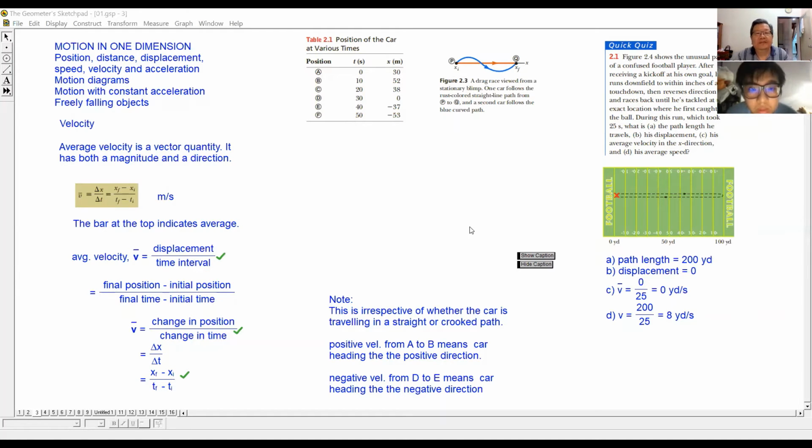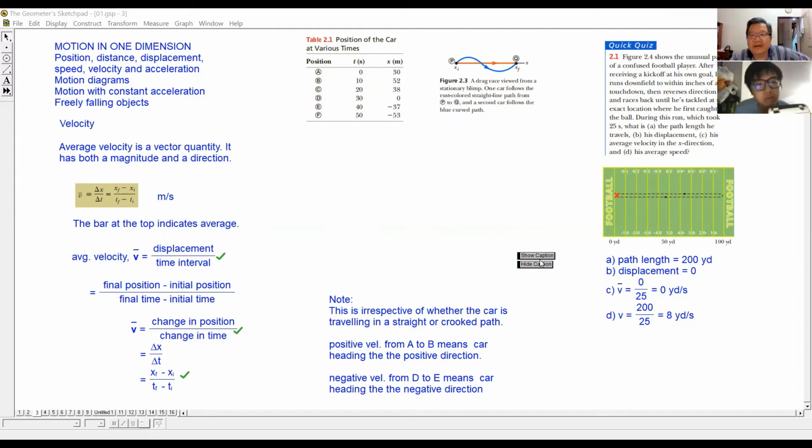So you do 52 minus 10 over 30 minus 0. No, no, no. It is displacement, the position minus position, not position minus time. Oh, okay, I got it. Sorry, the top column and column. 49.